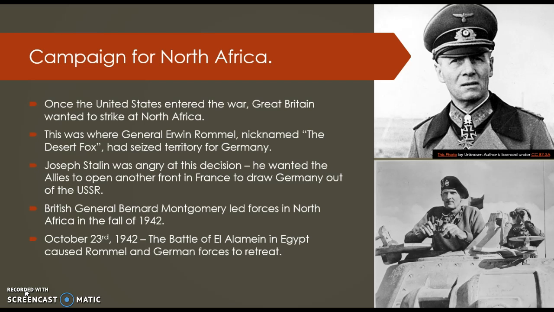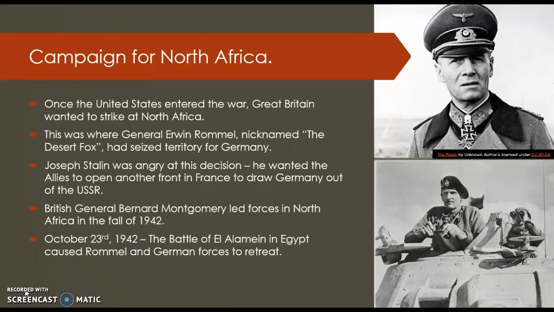So the campaign for North Africa. Once the United States entered the war, Great Britain wanted to strike at North Africa. And this was where General Erwin Rommel, who was nicknamed the Desert Fox, had seized territory for Germany. His top picture there. Joseph Stalin was angry at this decision. He wanted the Allies to open another front in France to draw Germany out of the USSR, which we'll talk about in a minute.